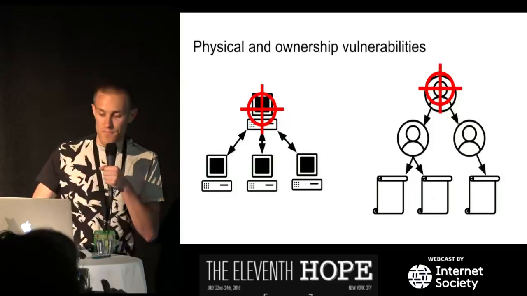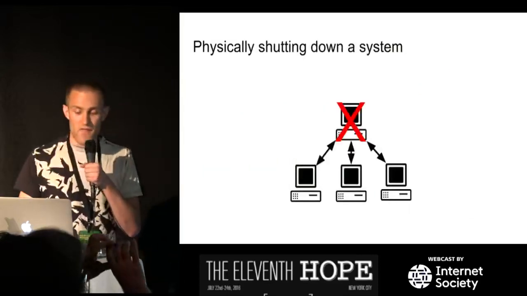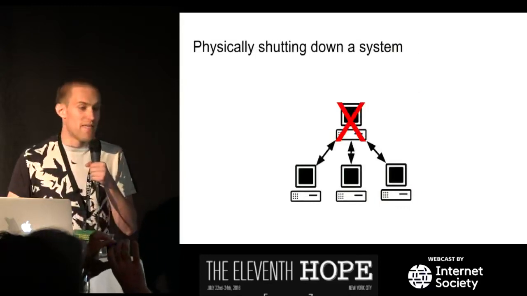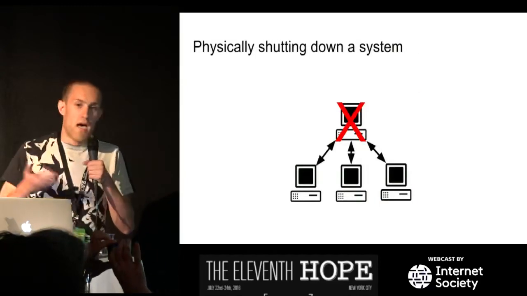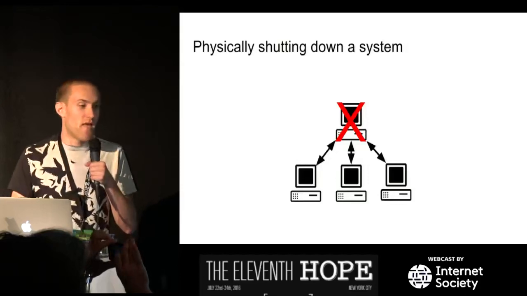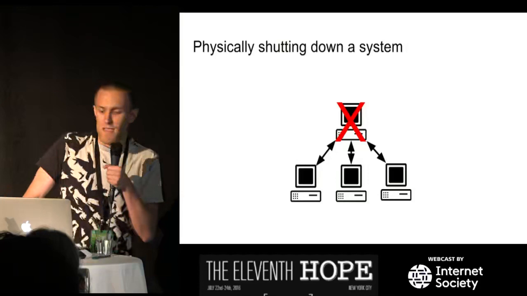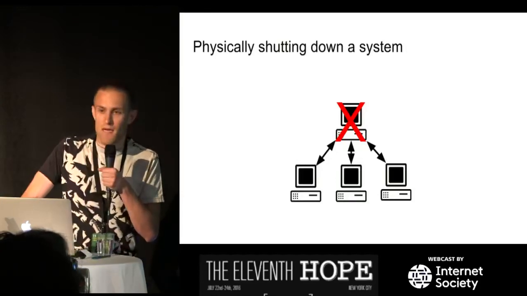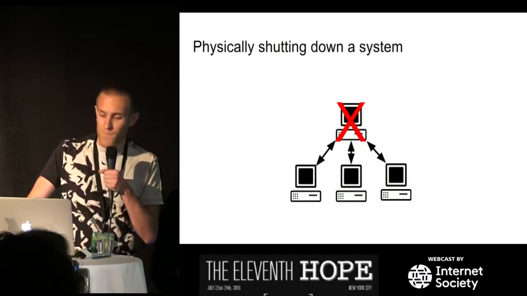If you can take out the node at the top of the hierarchy, then you can take down the whole network. So when we're talking about a physical system, probably the easiest example of this is police find a server room where the system is hosted and they go shut it down. And this, of course, happens pretty frequently.